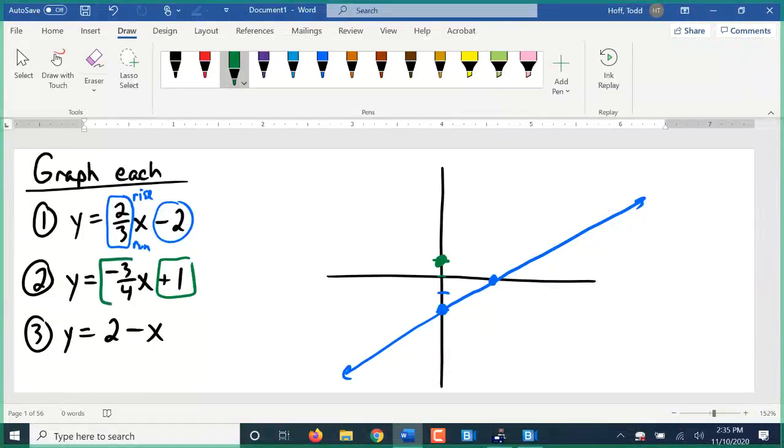What multiplies x here is a -3/4. Now remember, the run is always left to right. The rise, positive or negative, goes with the rise. So this being a -3/4, we're going to go down 3 instead of up 3. So from this starting point, we go down 3, and then we run 4, giving us our second point.